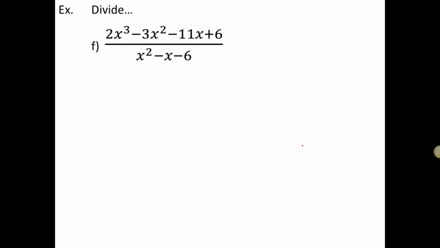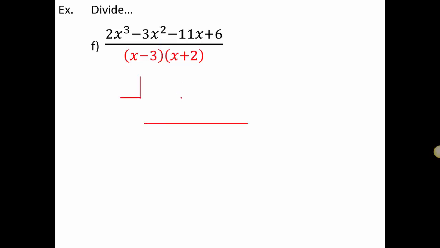Now that we've got that under our belts, here's another one. Try again. Pause here, play when you're ready. So the first thing I notice is that the denominator is not linear, which means it needs to be factored into linear factors in order to do synthetic division. Factors of -6 that add to -1 would be -3 and +2. -3 times 2 gives us -6. -3 plus 2 gives us -1. So this would factor into x minus 3, x plus 2.